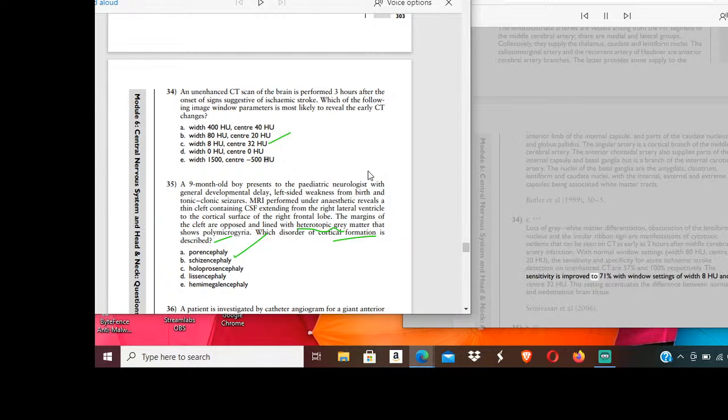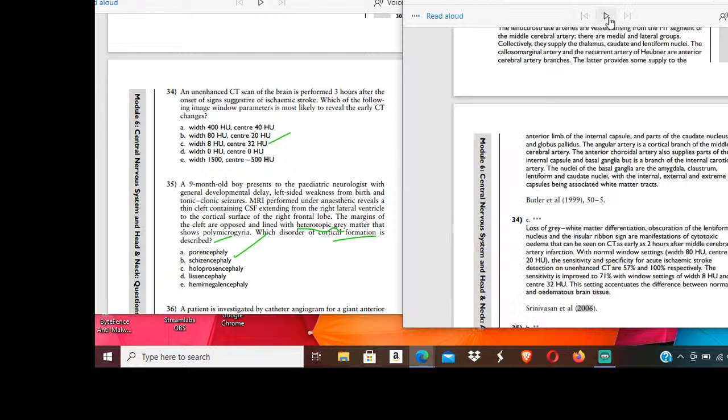The sensitivity is improved to 71% with window settings of width 8 Hu and center 32 Hu. This setting accentuates the difference between normal and edematous brain tissue. Srinivasan et al. 2006.